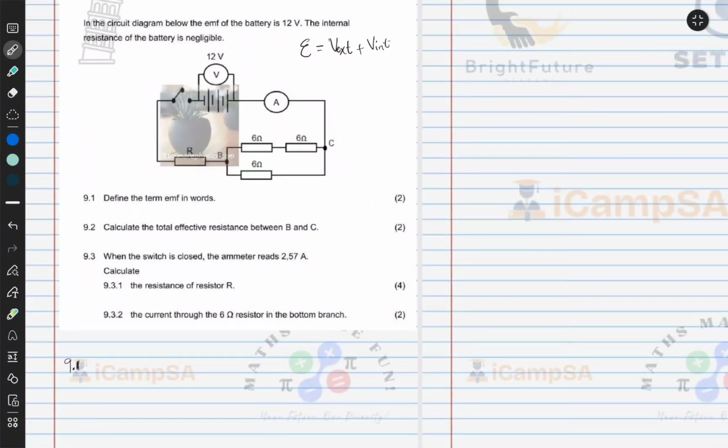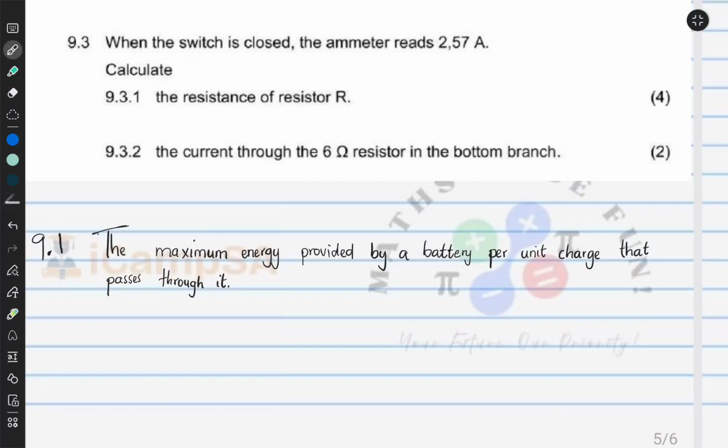But the way I would define it is that EMF is the maximum energy provided by a battery per unit charge that passes through it, okay? That's the definition I'm familiar with. If you have a different one that you prefer using, you can use that too, as long as it's acceptable. So: the maximum energy provided by a battery per unit charge that passes through it.